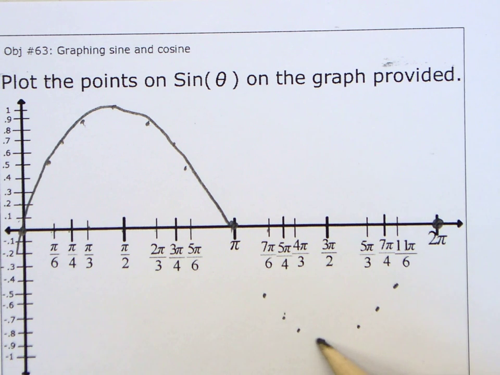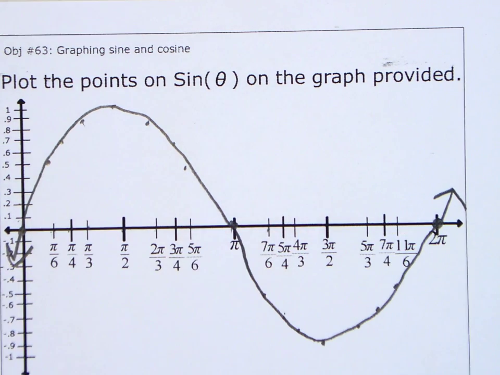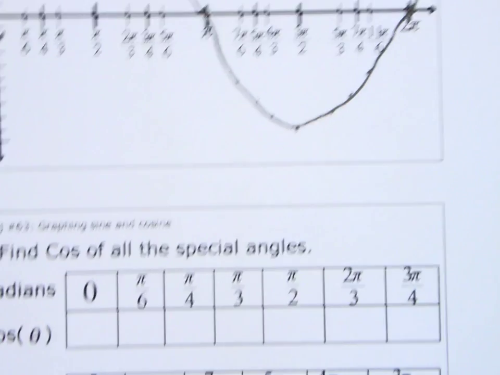Hey, this is pretty good. I normally make a disaster of this, but it came out pretty good. And that's it. That's what the main graph of sine looks like. Okay? All right, now we're going to do the same thing, but with cosine. Okay?